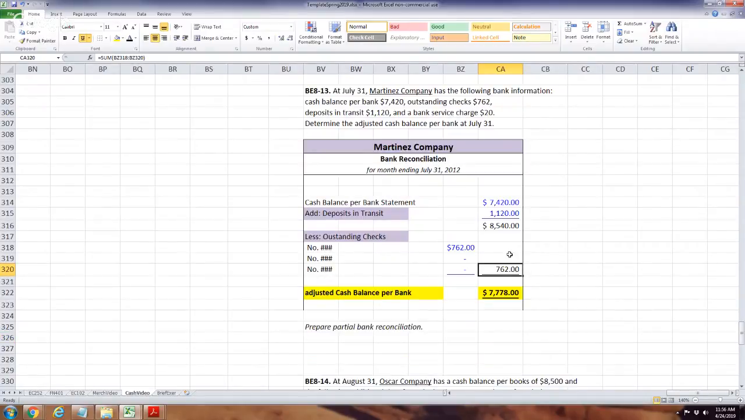And after all of that, this partial adjustment is just this. It's the deposit in transit, the balance in the bank statement, and subtract out the checks. That's a partial bank reconciliation.